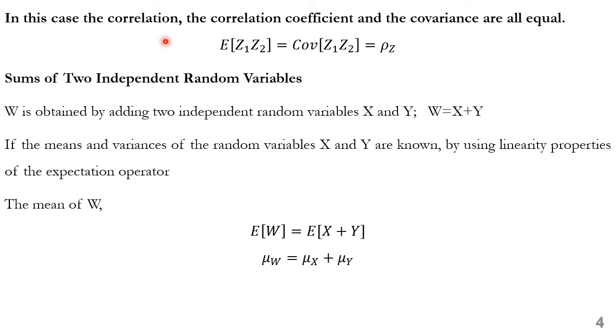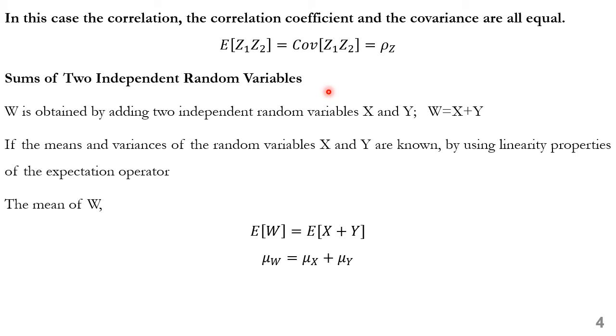In this case, the correlation coefficient and the covariance are equal. So therefore, we can write the expectation of Z1, Z2 as equal to the covariance of Z1, Z2, that is equal to the correlation coefficient rho Z.